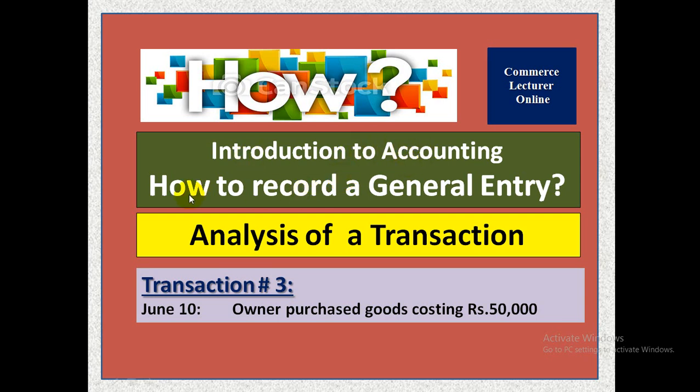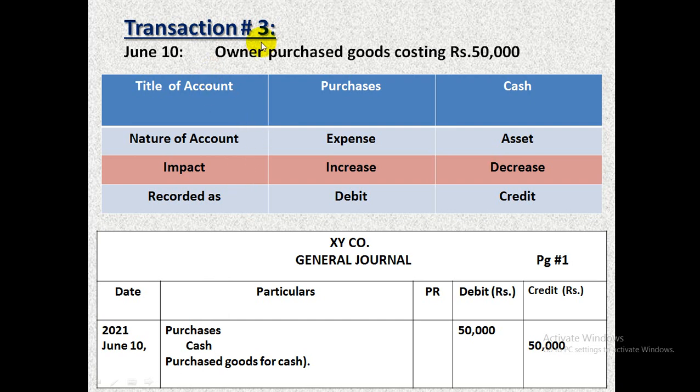Introduction to Accounting. How to record a journal entry. Let's see how to record transaction number 3. Owner purchase goods costing rupees 50,000. Goods means merchandise. Let's see the analysis of this transaction.